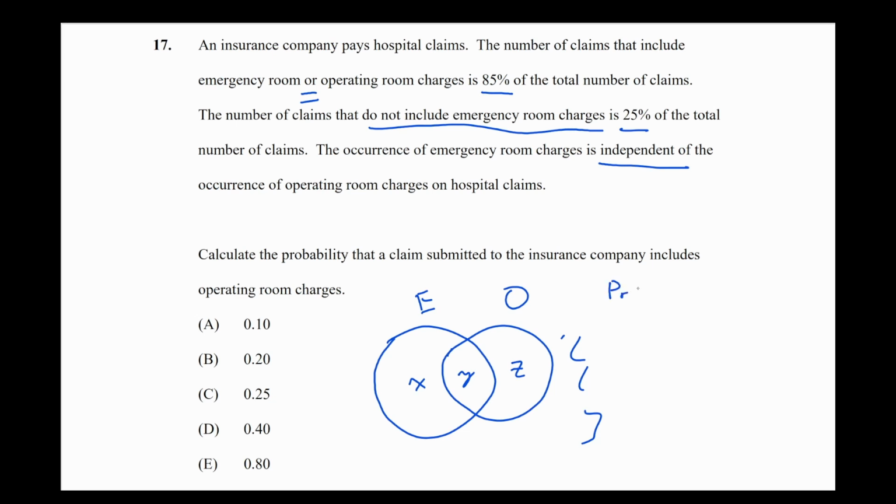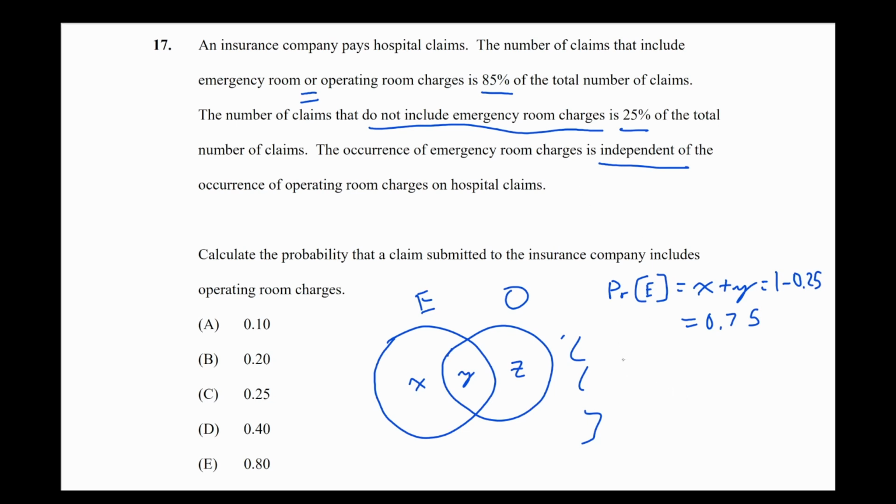So the probability of E, which is equal to X plus Y, is equal to 1 minus 0.25, which is equal to 0.75. Okay, so that was easy.